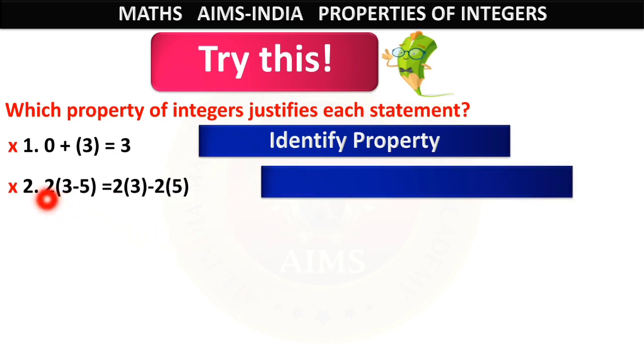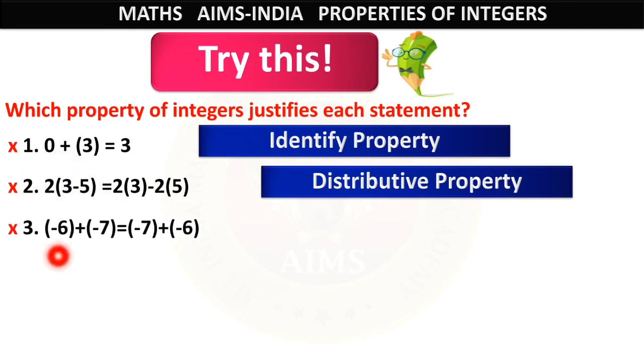The second question is 2 into brackets. What did I say? Brackets means multiplication. 2 into (3 minus 5) is equal to 2 into 3 minus 2 into 5. Now which property of integers is justifying this statement? Yes, distributive property, children. See, the 2 is outside the brackets and we are distributing this 2 among both the numbers inside the bracket. 2 into 3, then we are having the minus sign, 2 into 5. Okay, this is distributive property.